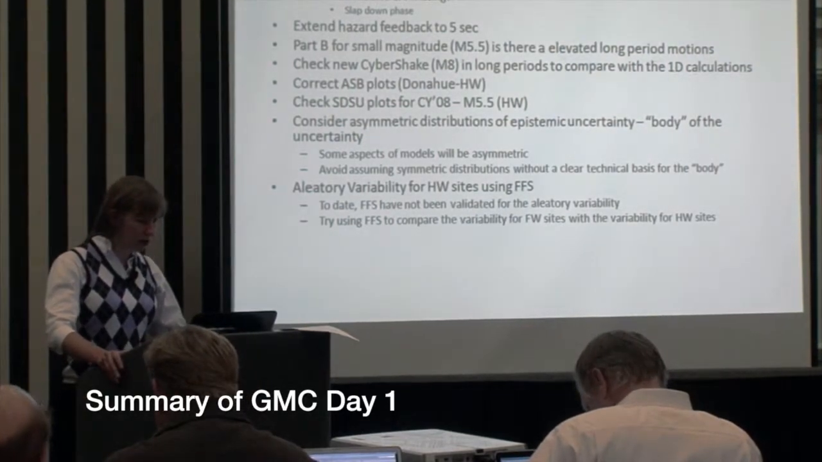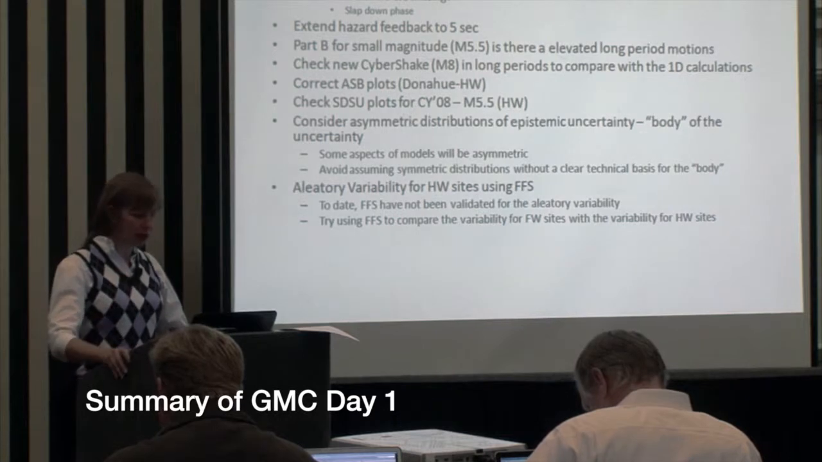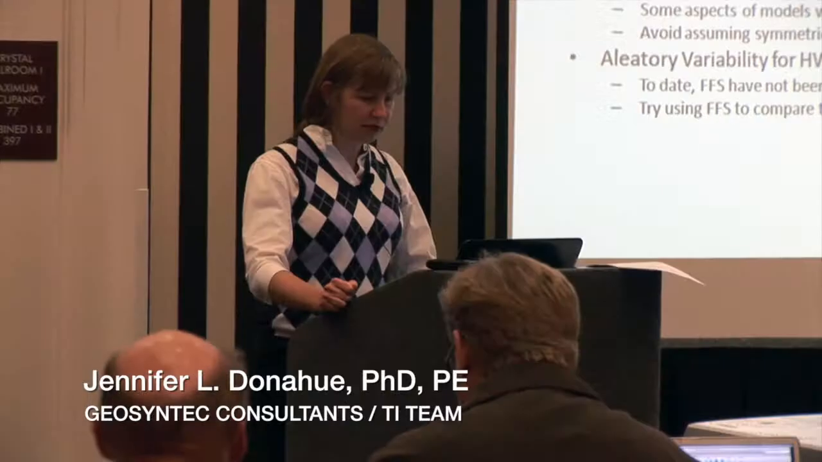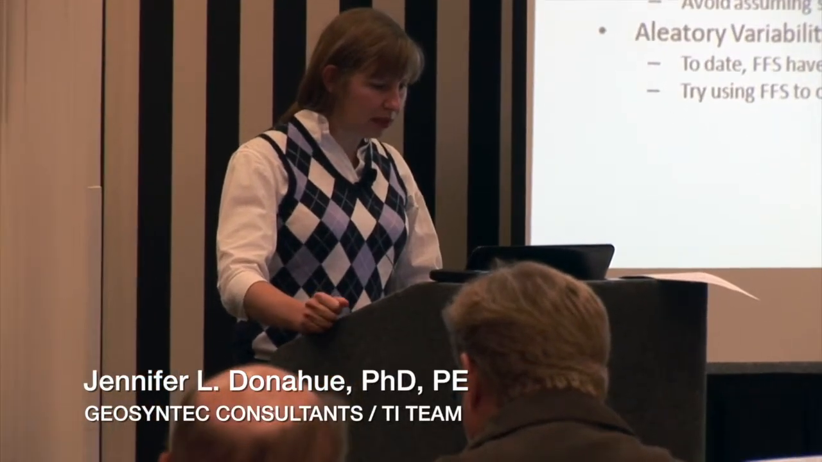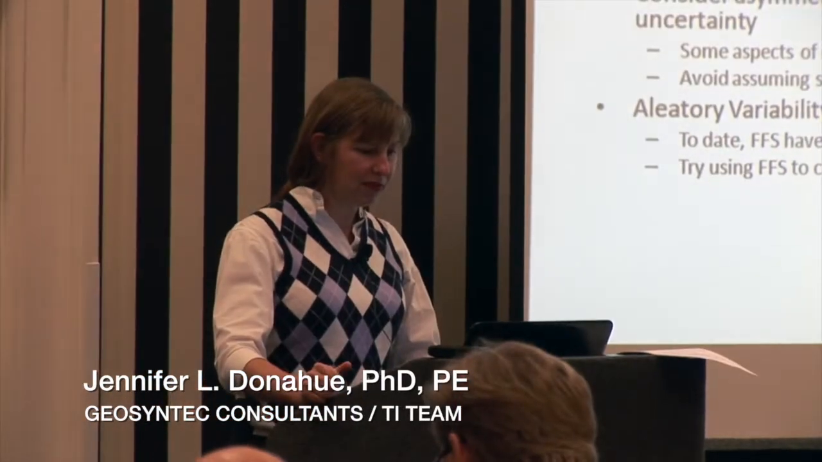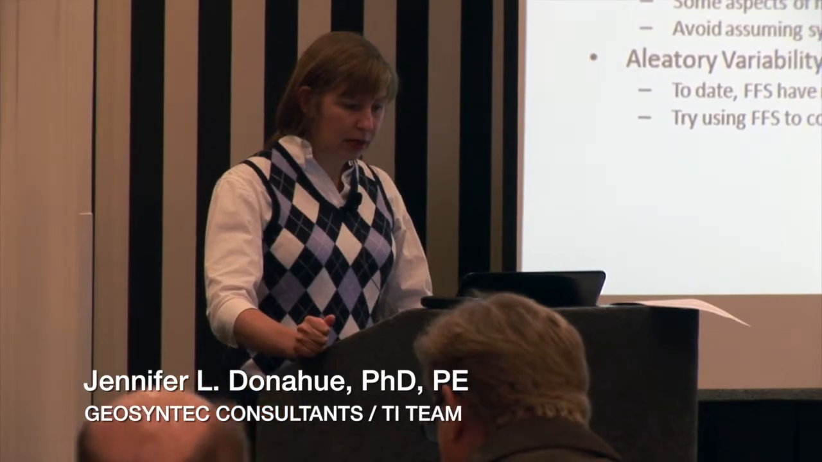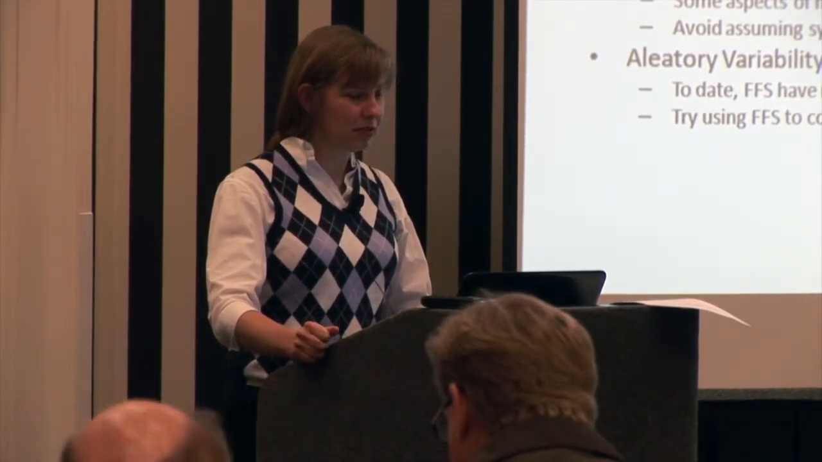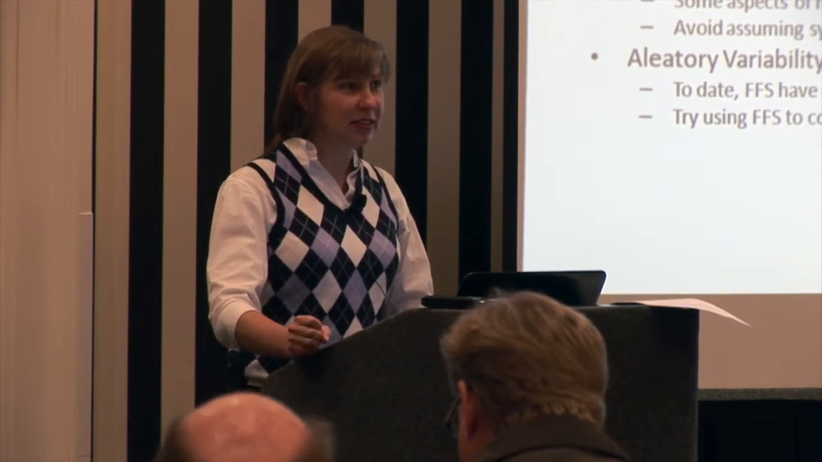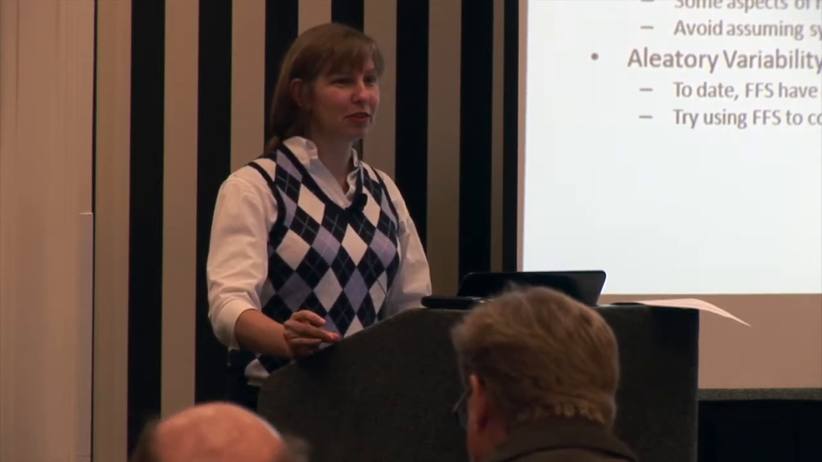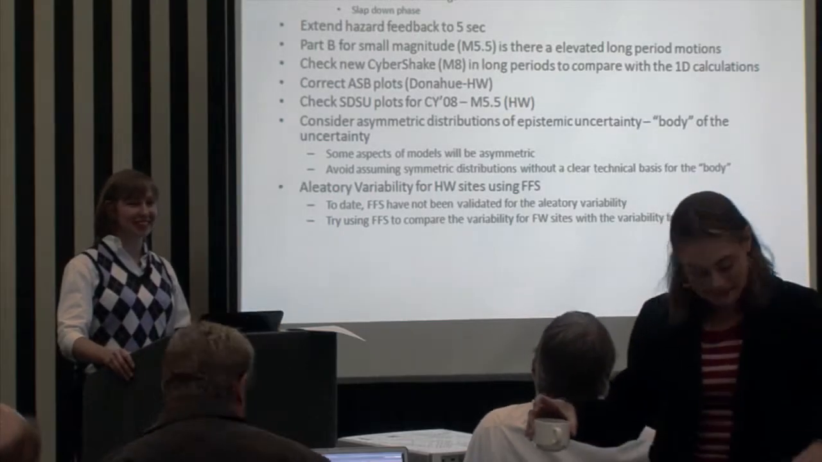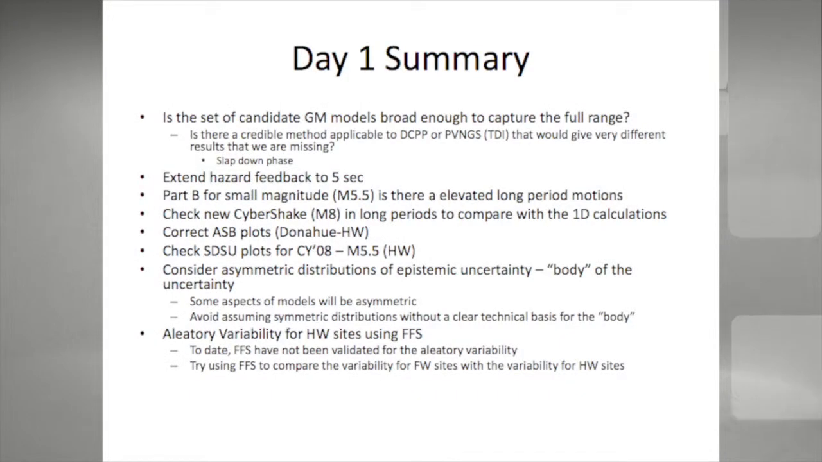So for day one, the first items that we came up with: is a set of candidate GM models broad enough to capture the full range? Is there a credible method applicable to DC, PP, or PBNGS, TDI that would give very different results, and what are we missing? And then the term slap-down phase was introduced, which was new to us. That's new to me. Tom Heaton's comment was that we need to be broadly thinking: is there some other approach that we haven't captured?